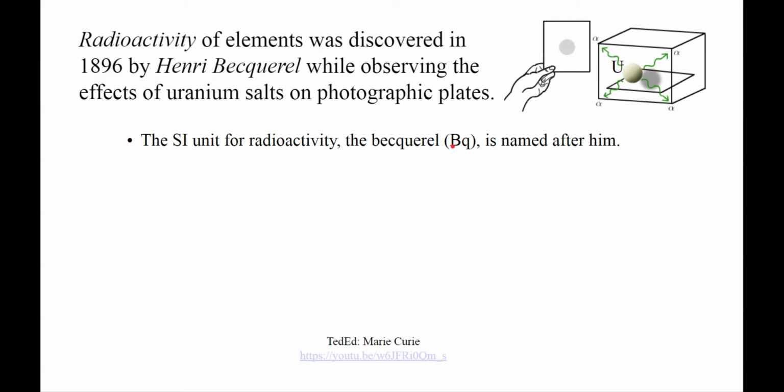And he has this unit, the Becquerel, named after him. Now, at the time, they kind of thought they were breaking the law of conservation of energy because there seemed to be this new energy source that was just eternally flowing out of pitchblende. And from what we knew, that wasn't supposed to be possible.